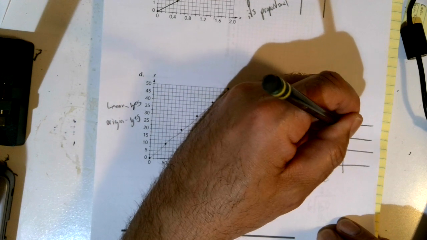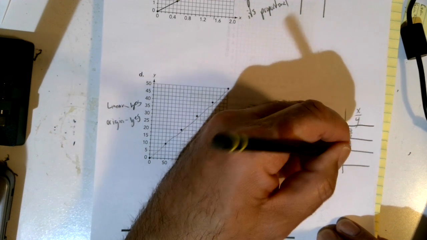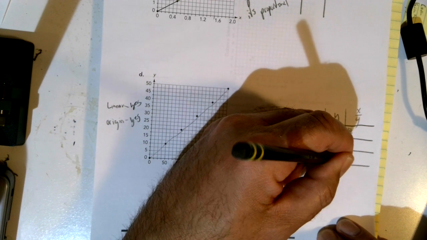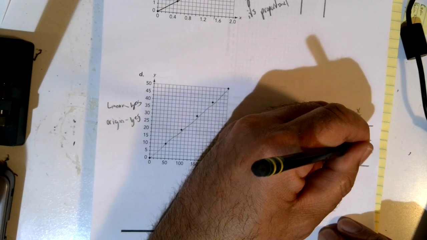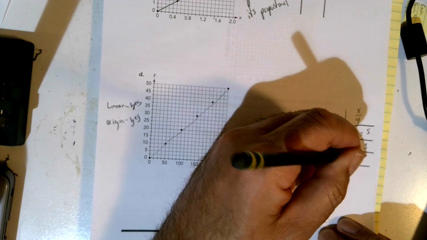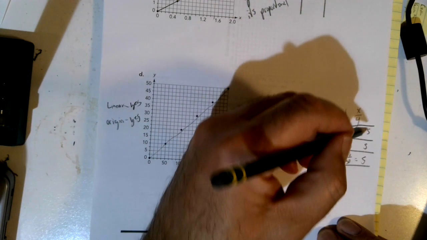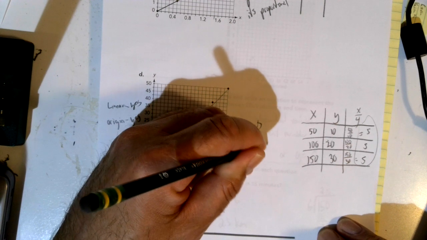50 divided by 10, 100 divided by 20, and 150 divided by 30. I see a pattern. Every time I go 50 in the x, I go up 10 in the y. So each time I'm going to get 5. There's 5 10s in 50. There's 5 20s in 100. And there's 5 30s in 150. The constant is the same. Yes, it's proportional.